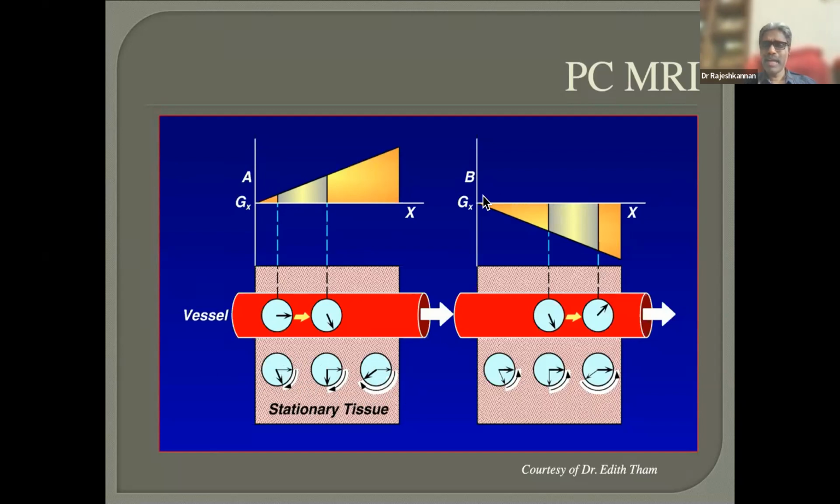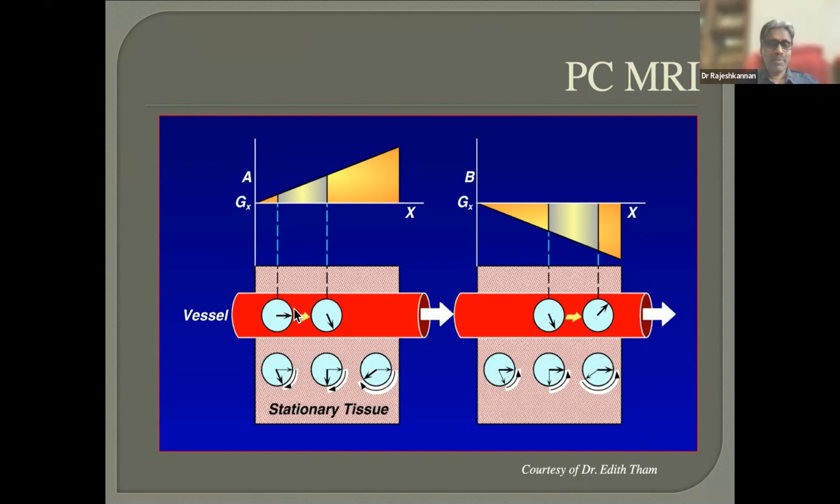But what happens when we apply the negative gradient of the same bipolar gradient? The tissue which was receiving the maximum positive gradient will now face the maximum negative gradient. So it will start dephasing back to its original position. If you look at any of these stationary protons at any location, at the end of the bipolar gradient, there won't be any phase shift. The net phase will be 0.